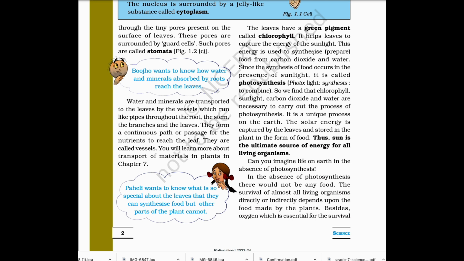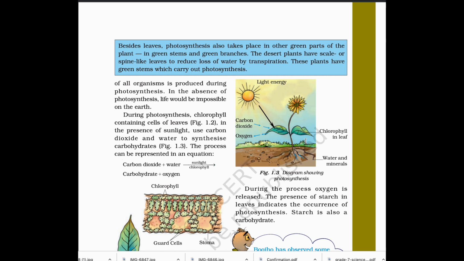Can you imagine life on Earth in the absence of photosynthesis? In the absence of photosynthesis, there would not be any food. The survival of almost all living organisms, directly or indirectly, depends upon the food made by the plants. Besides, oxygen, which is essential for the survival of all organisms, is produced during photosynthesis. In the absence of photosynthesis, life would be impossible on the earth.